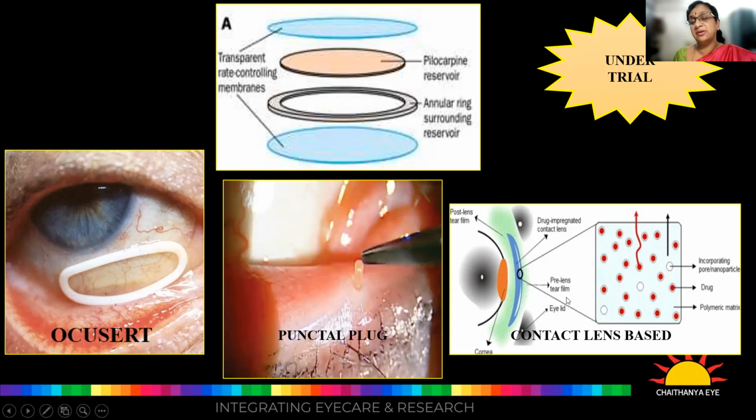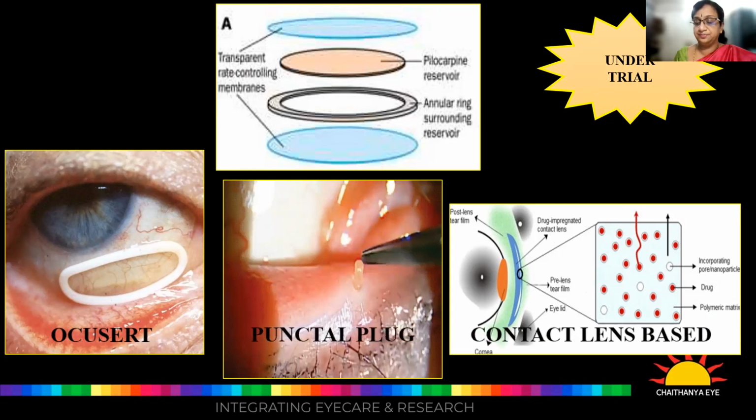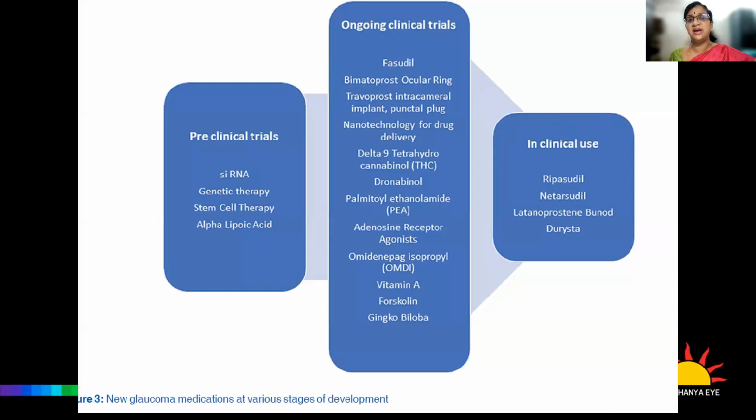Contact lens impregnated anti-glaucoma medications and membranes or annular rings as reservoirs with the drug. All these are long-term, they're all being studied on animal models, and the long-term results are not known. So they are all mainly trials. So amongst the new arrivals that we have discussed, what are in clinical use now are the ripasudil, netarsudil, latanoprostene bunod, and the Durysta. What is undergoing the preclinical trials is the gene therapy, stem cell therapy, the short interfering RNA, and the dietary alpha lipoic acid.